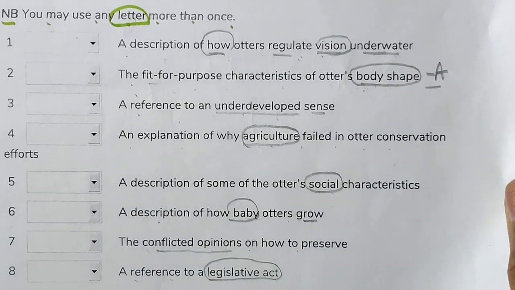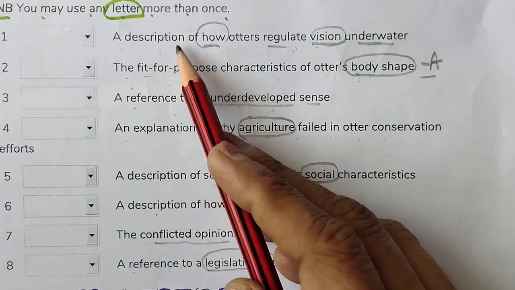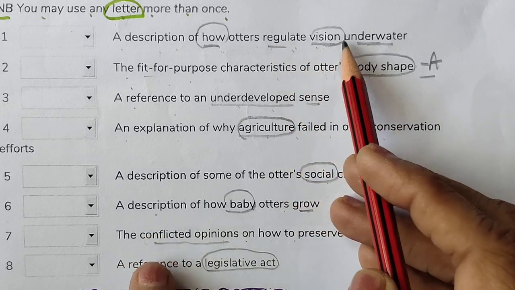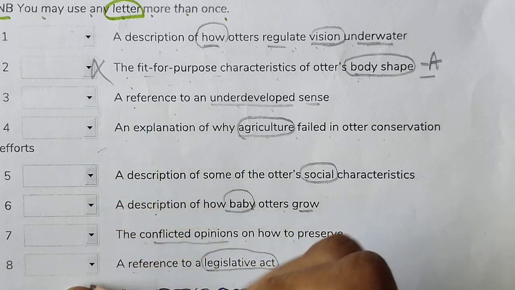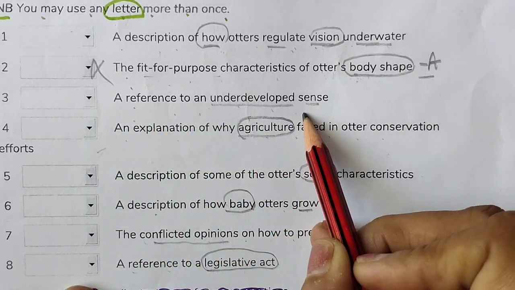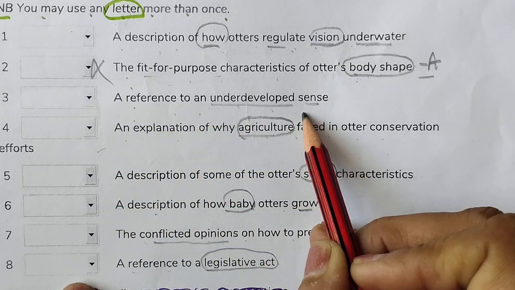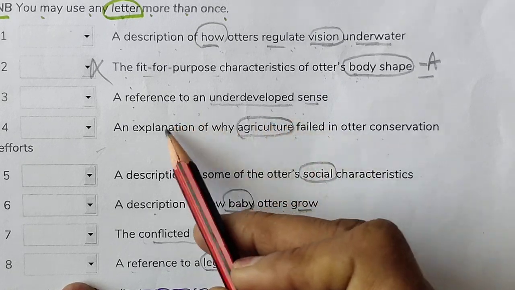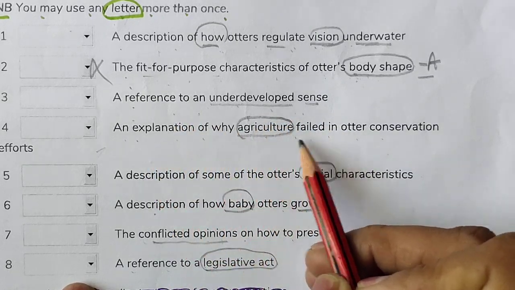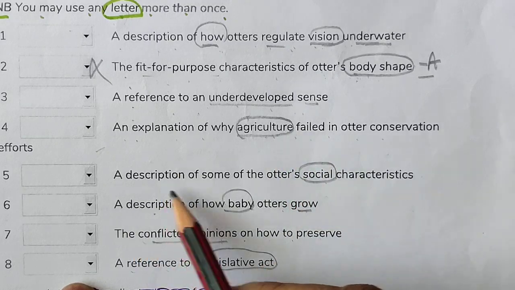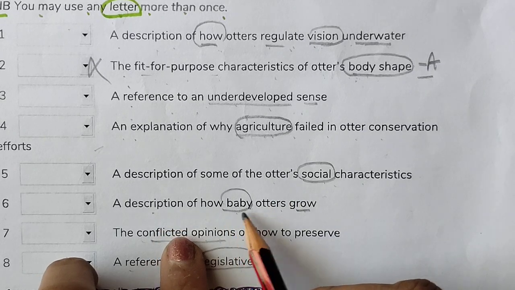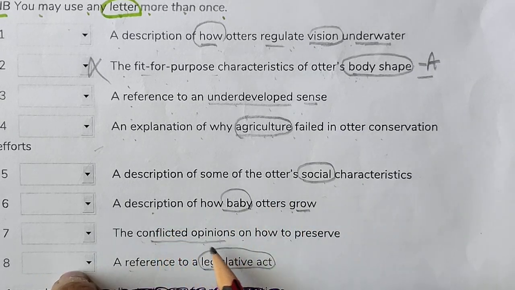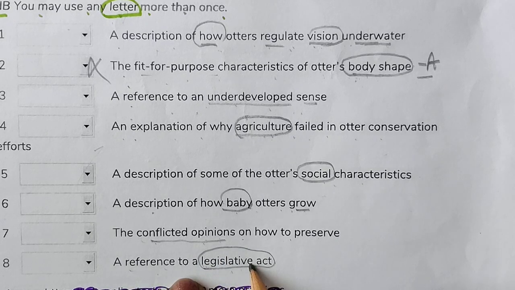Let's read another one once more. Description of how otters regulate vision underwater. No, this we have done, so we can cut it from the list. A reference to an underdeveloped sense. Was it there? No, I don't think so. An explanation of why agriculture. No, there was no description of agriculture. Social characteristics are also not described. Baby is also not described. Conflicting opinions are also not there, and a reference to a legislative act is also not there.